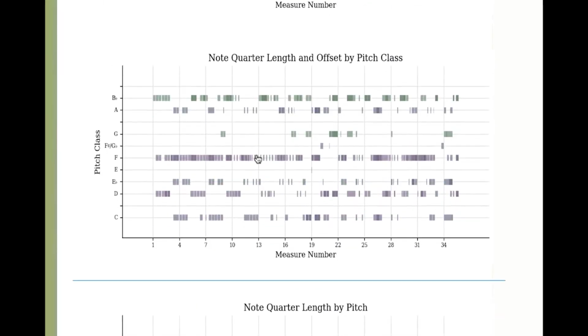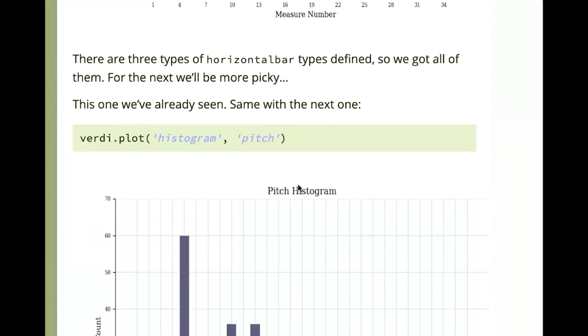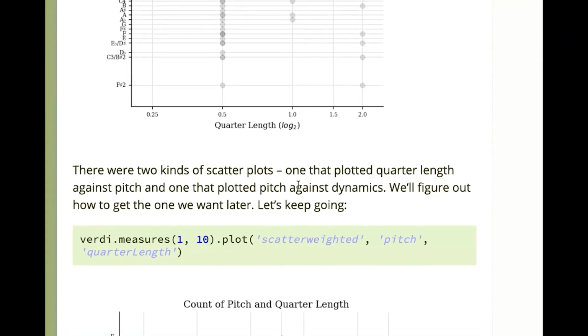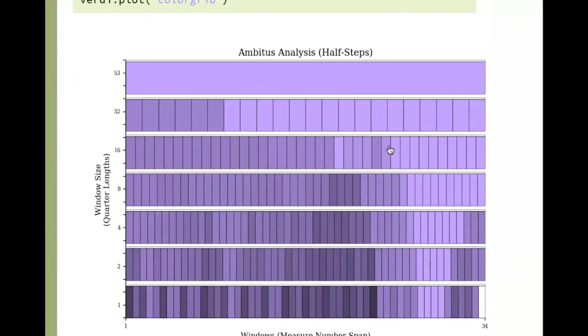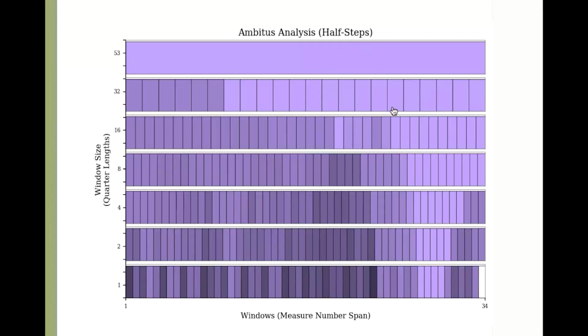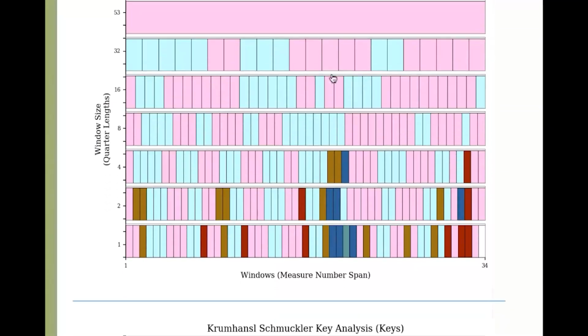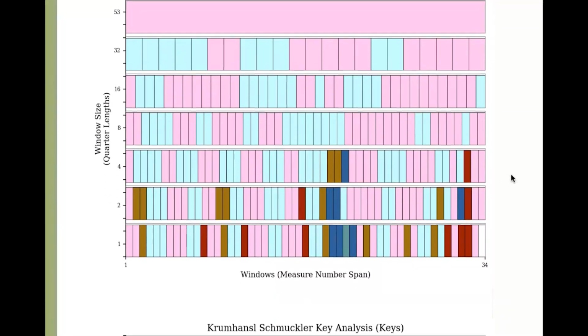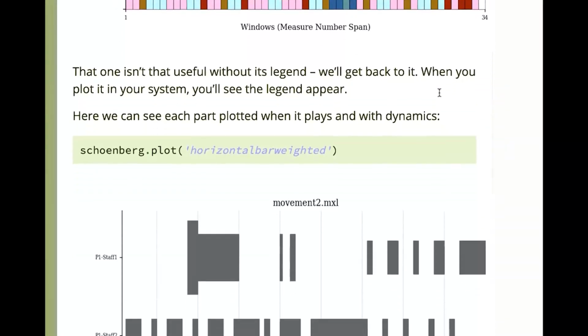Horizontal bars. We can plot measure number and quarter length against the pitch, and so on. Various pitch histograms, scatter plots, counts of how often various pitch and note lengths appear. We'll say how this happens later, but we can look at what the range of the piece is, how far apart it is in various places, or what the keys that are being detected in various parts of the piece using Carol Krumhansl and Schmuckler's key analyses.